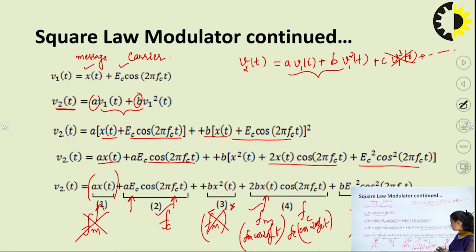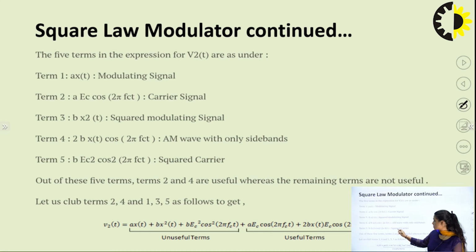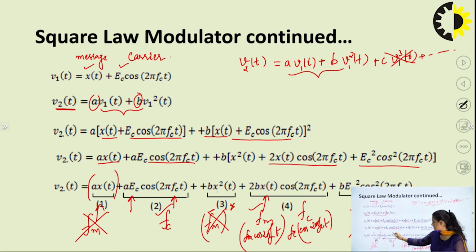And the fifth term is squared carrier, right? So squared carrier will again be rejected. So what is selected is term 2 and 4. Let's match. Yes, we selected term 2 and 4.